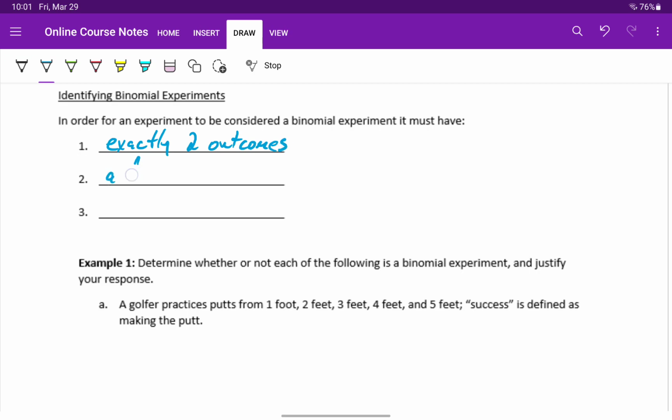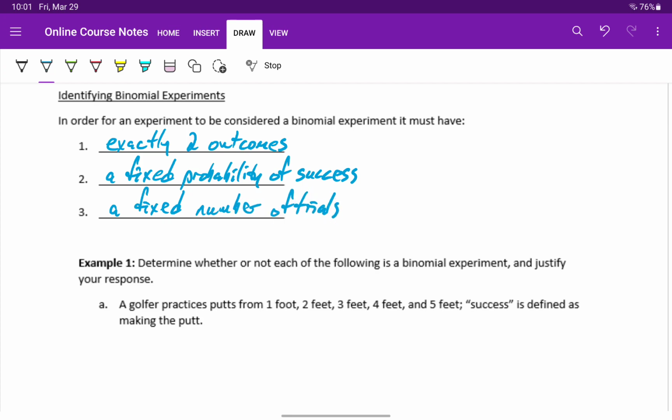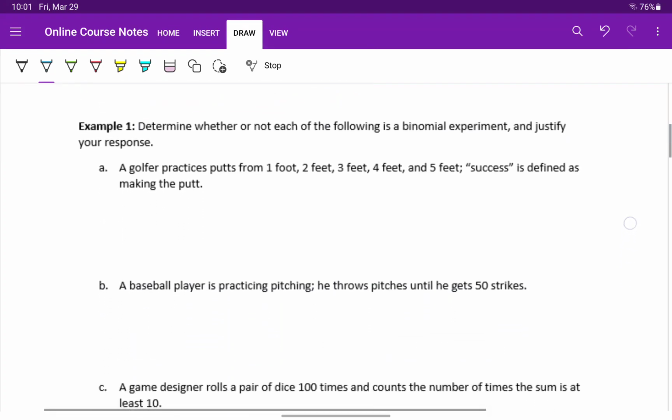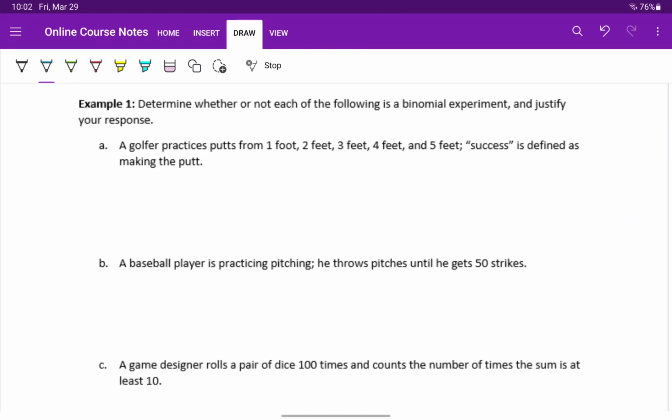Second, we need to have a fixed probability of success on each trial. And we need to have a fixed number of trials. We'll look at an example here with a few different scenarios where we verify whether or not those conditions are met to give us an idea of how we identify where things might fall short.